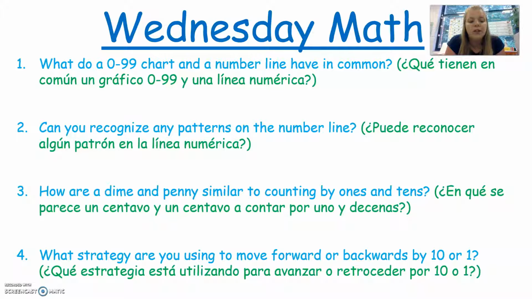Number 4 says, what strategy are you using to move forward or backwards by 10 or 1? So are you counting on? Are you counting each spot? Are you counting by 10s? What strategy are you using?